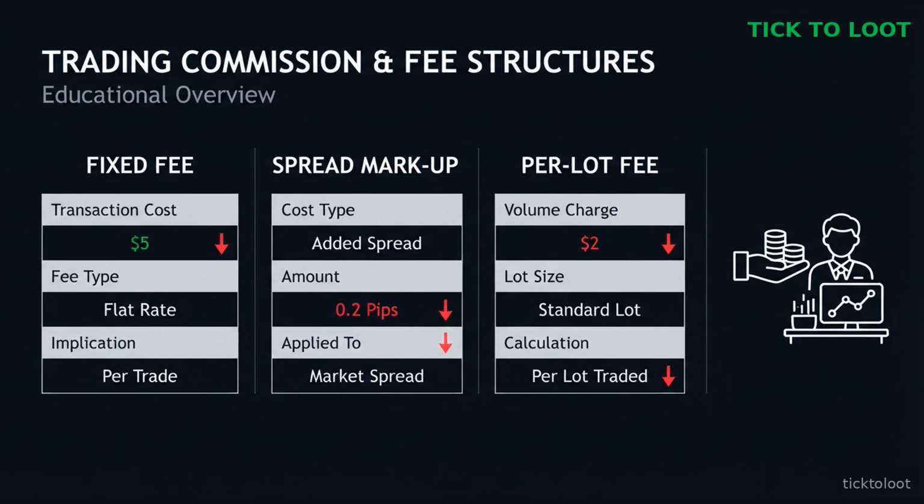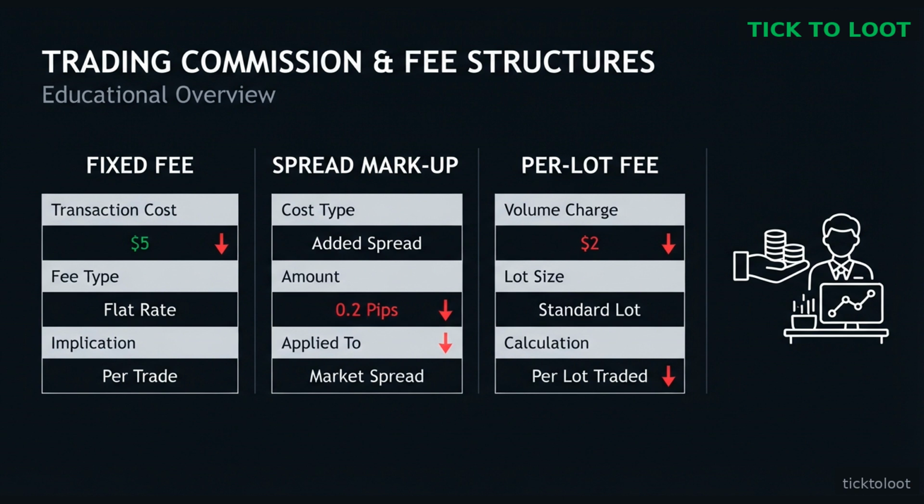The second model is a spread markup. In the Forex market, there is already a built-in spread, the difference between the buying price, ask, and the selling price, bid. Some brokers add a small extra amount to that spread, say an extra 0.2 pips, and keep the difference as their commission. Think of it as a store adding a tiny surcharge to the price tag.